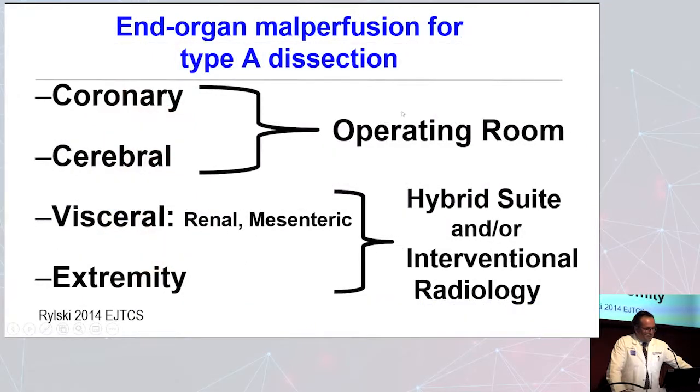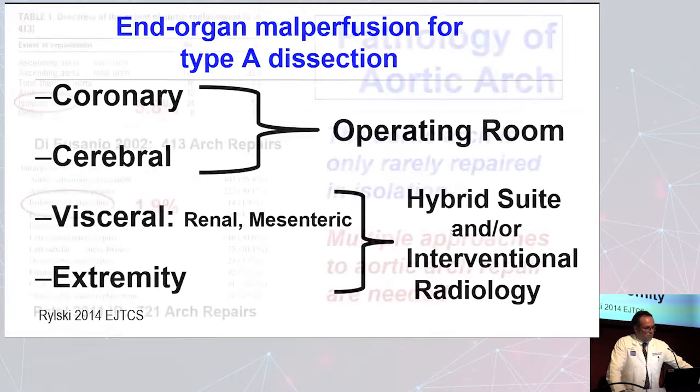So usually the algorithm that we try to follow is, if your patient has a malperfusion, coronary or cerebral malperfusion, go straight to the OR. If it has mesenteric ischemia, sometimes the approach is to take the patient first to the cath lab and do a quick fenestration of the renal or the mesenteric arteries, and then go back and perform, a few hours later, according to the stability of the patient, the ascending aortic aneurysm repair.